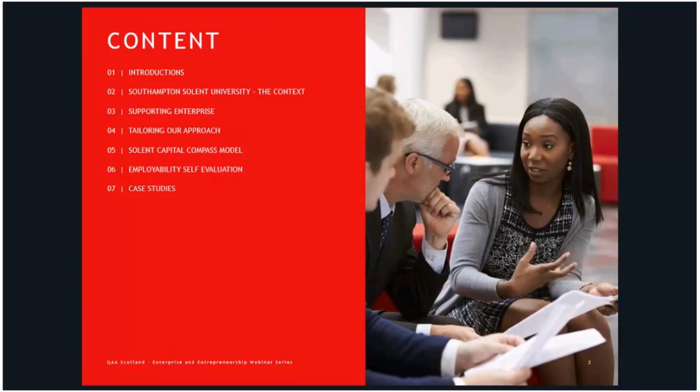David then is going to take you through the Capital Compass model and how that works, and again contextualize that against other models. And then how out of that we developed the EASY test, the employability self-evaluation test. Sounds an easy test. And finally, I'm going to take you through just a couple of case studies to, again, show you how we work in practice within the curriculum around all of these areas.